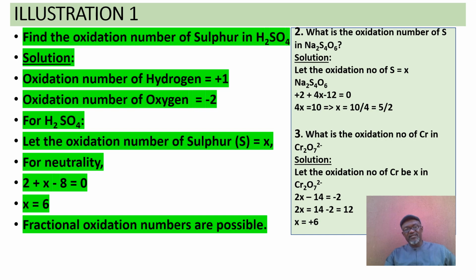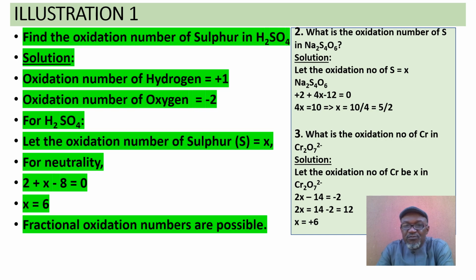In fact, that's why the IUPAC name of sulfuric acid is tetraoxosulfate 6 acid. So that sulfur, the oxidation number is 6. That's why you have that tetraoxosulfate 6 acid, or sulfuric acid. So the oxidation number of sulfur is 6.